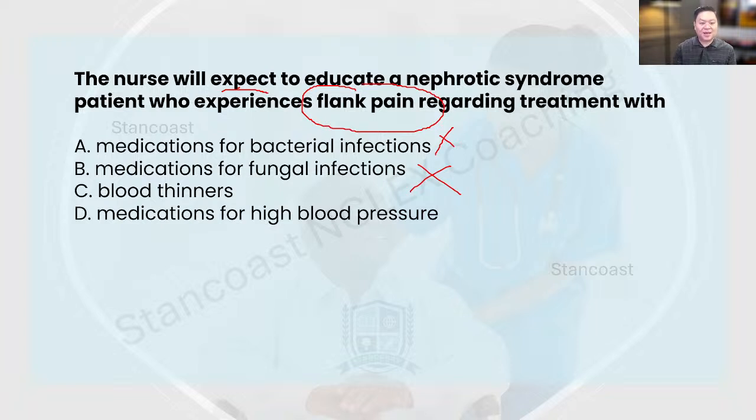This is something that we need to treat right away in order to prevent the enlargement of the clot. We need to do the anticoagulation as early as possible for this patient, and also to prevent other complications like PE, right? Or renal failure. Now, let's take a look into letter D, which is medications for high blood pressure.